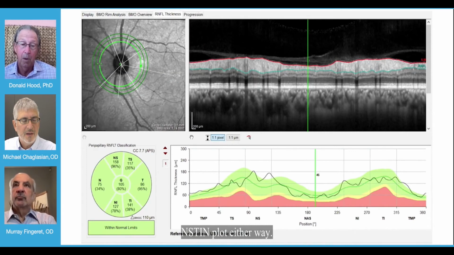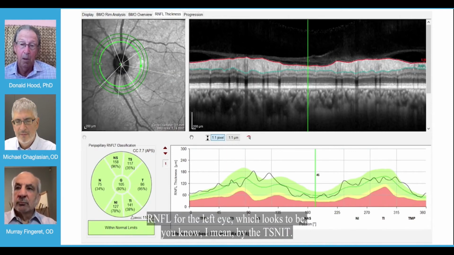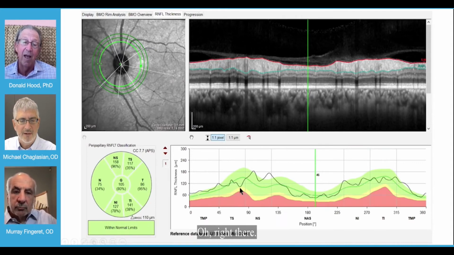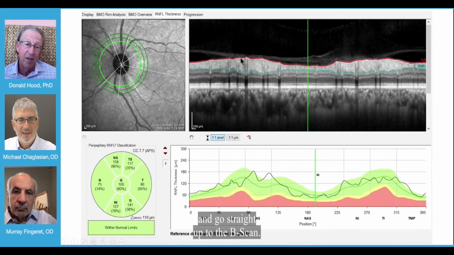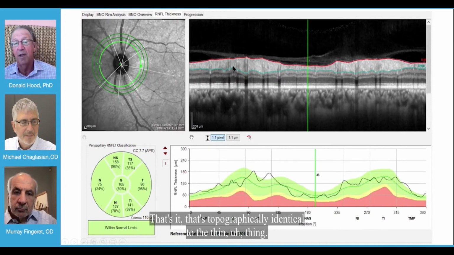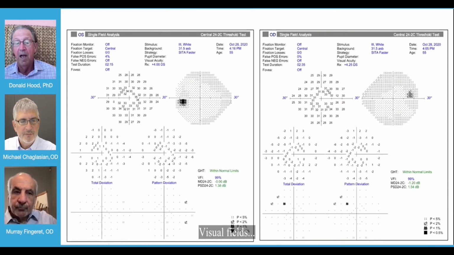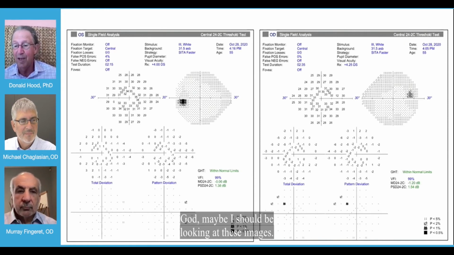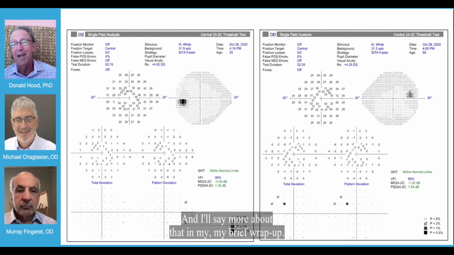Here's the RNFL for the left eye, which looks to be, by the T-SNP, well, the corresponding place, remember what we were seeing on the other report. Superior temporal. Right there. And go straight up to the B scan, right to the left of where the cursor is. See that? That's it. That's topographically identical to that thin area. Visual fields. I hope people watching this who don't look at images are thinking, oh my God, maybe I should be looking at these images. Right. And I'll say more about that in my brief wrap.